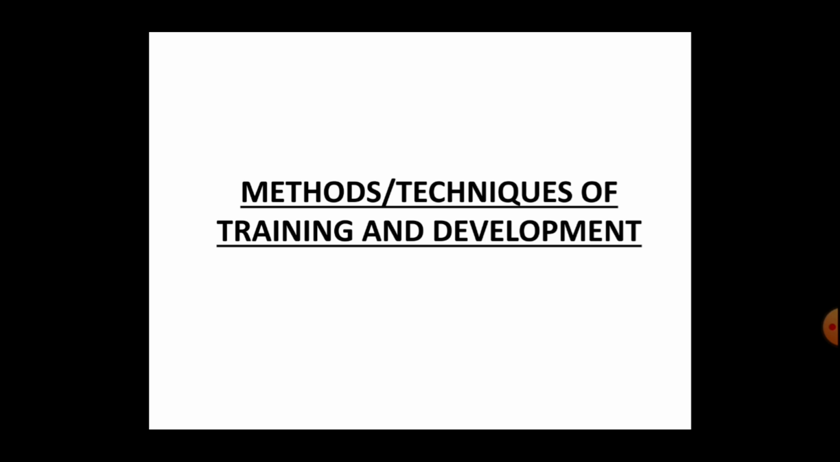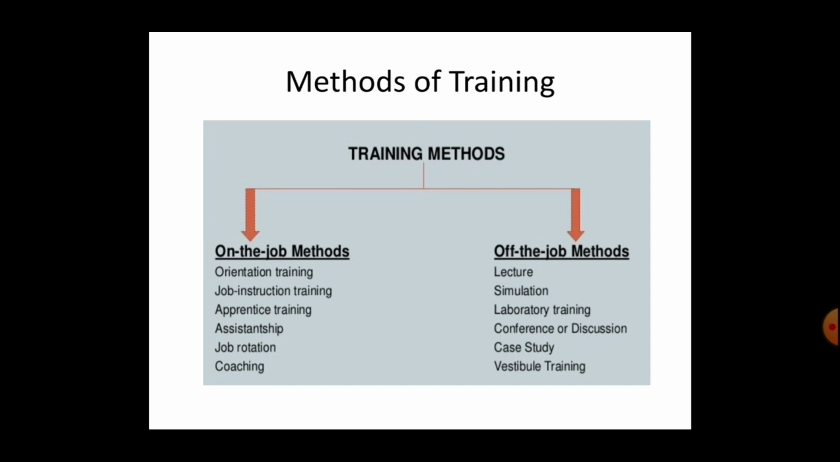Training methods are basically categorized in two groups: on the job methods and off the job methods. You can see in the diagram, on the job methods are orientation training, job instruction training, apprentice training, assistantship, job rotation, and coaching. And off the job methods are lectures, simulation, laboratory training, conferences or discussions, case studies, or vestibule training. So on the job training refers to methods that are applied in the workplace while the employee is actually working. Off the job methods are used away from the workplace.